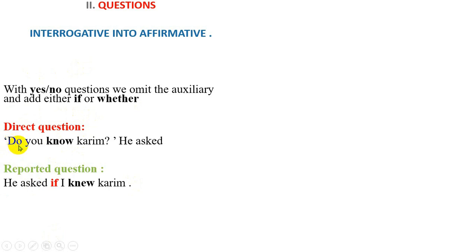We don't need it. Okay? We don't need this do. We keep just he asks plus if plus subject, which is this one, plus verb. Keep this in your mind. Okay? He asks if, or you can use whether, in yes/no questions. I hope things are clear.